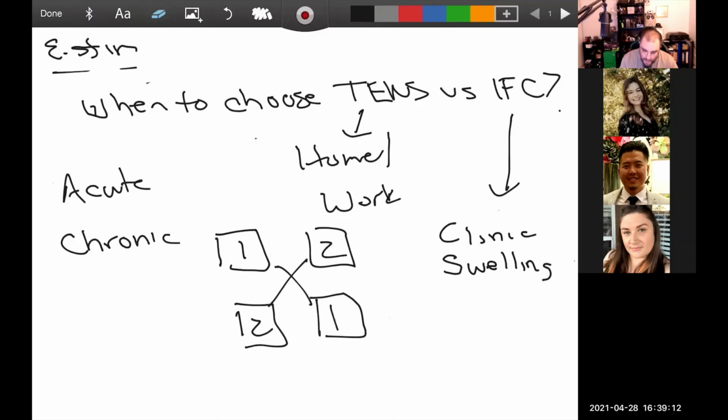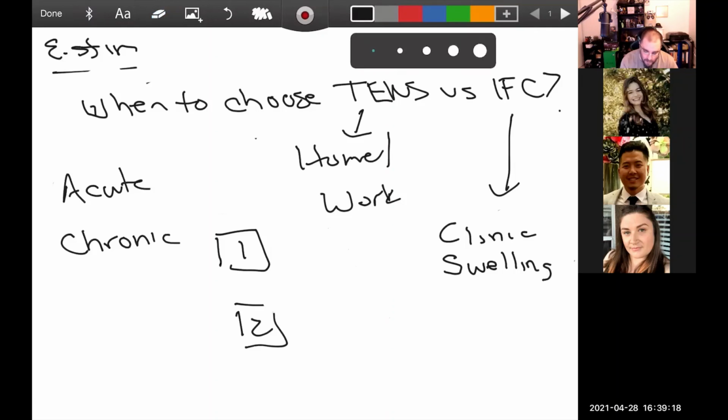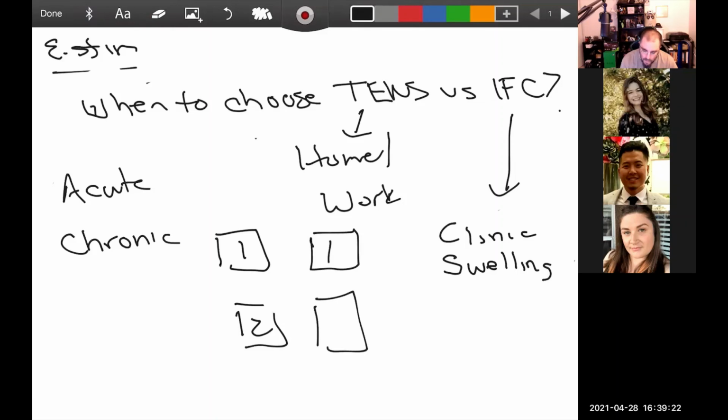Versus if I say, okay, whoops, that's going to erase the whole thing. Something like this, where the pads are in line, that's going to be TENS.